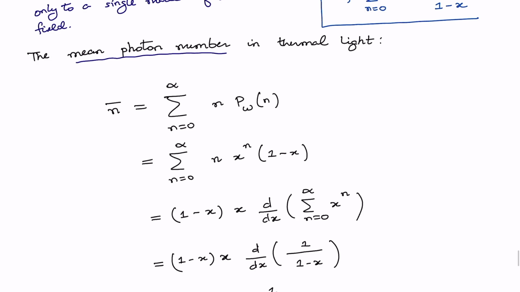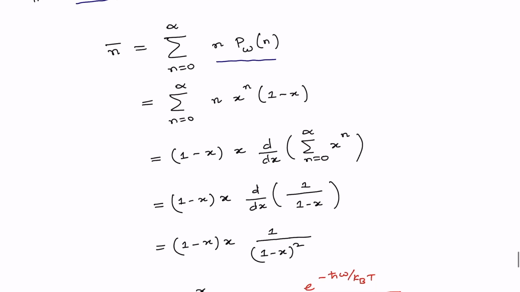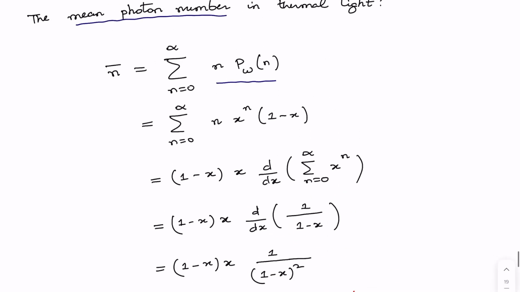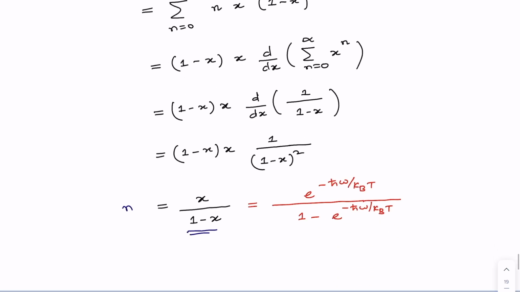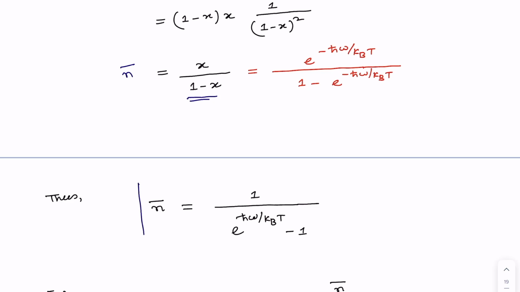So I have n, and the probability distribution is going to give you the mean number. If I do the simple mathematics, please look at it, it can be done very trivially. Finally, this is the simple expression you are going to get for the mean photon number. If I put x equal to e to the power minus h cross omega by kBT, this can be rewritten in this familiar form.